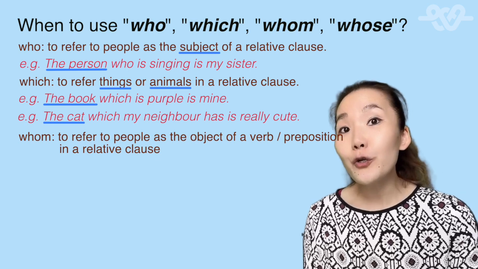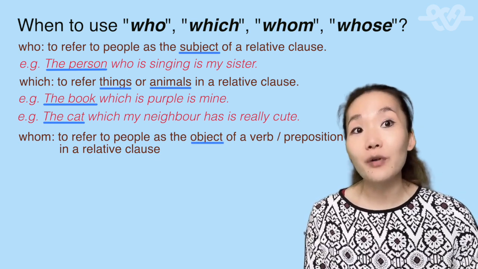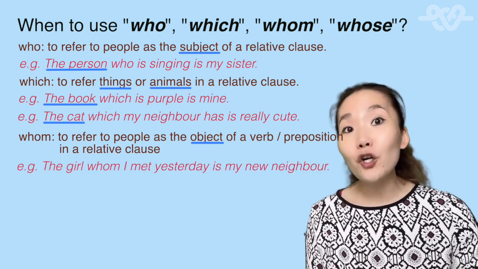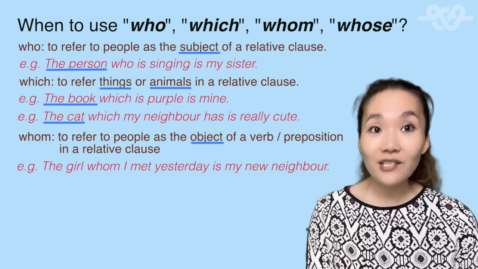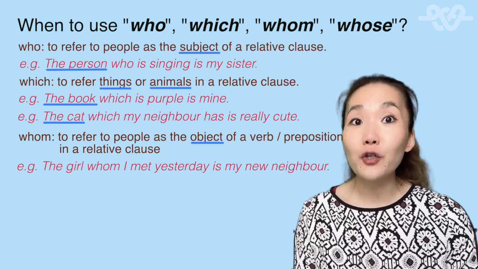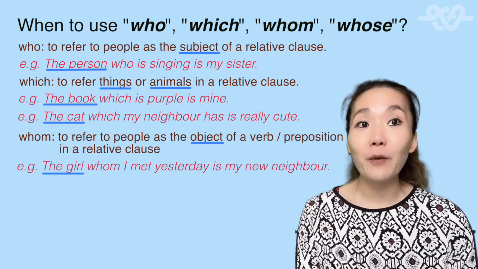We use whom to refer to people as the object of a verb or preposition in a relative clause. For example, the girl whom I met yesterday is my new neighbor. Whom is used to refer to the girl, and it functions as the object of the verb met.